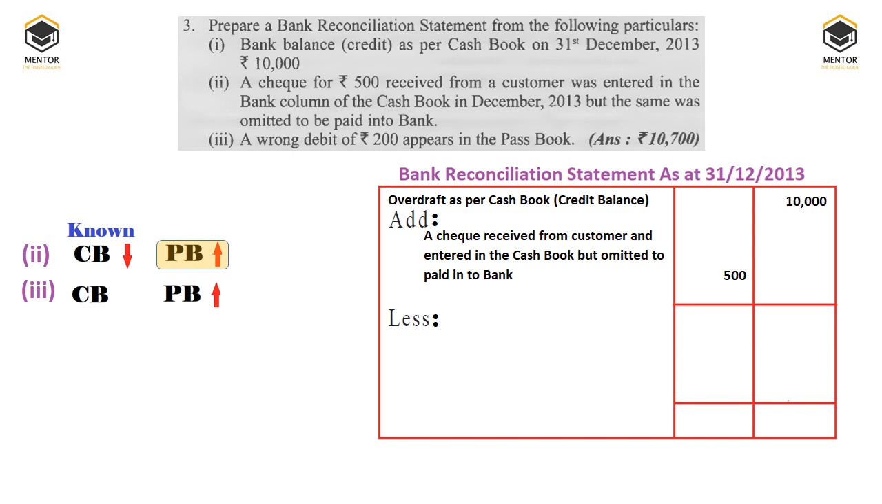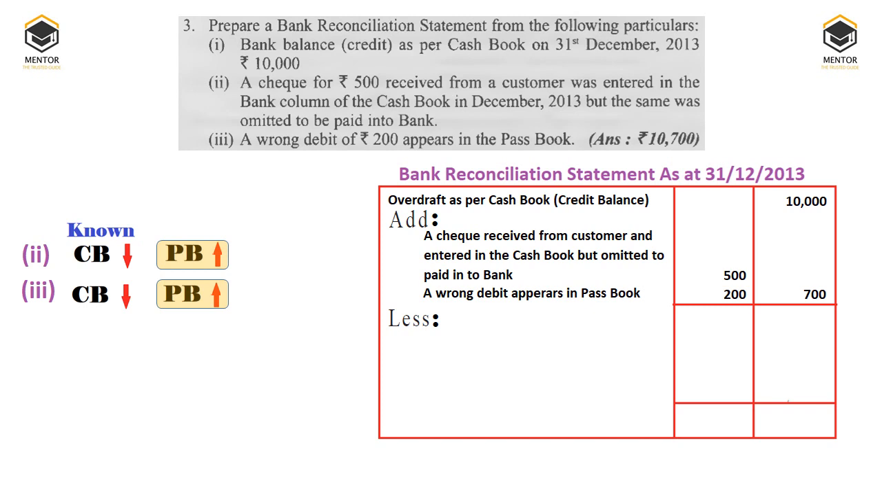Whereas it is not recorded in the cash book. Therefore, the cash book overdraft will be less. Which one do we need to find out? Passbook. What is the movement in the passbook? Above arrow. Therefore, it should be an add item. A wrong debit appears in the passbook. How much? 200. So, we have done with this question.